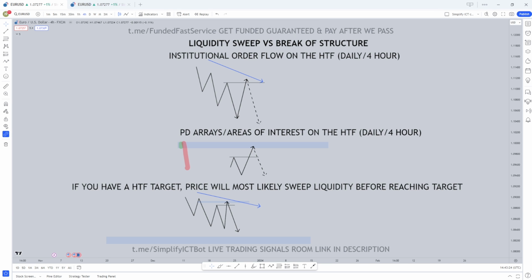So now that we understand the 3 main points to not getting faked out, let's move on to the live market examples. And let me show you this in real time on the live markets.